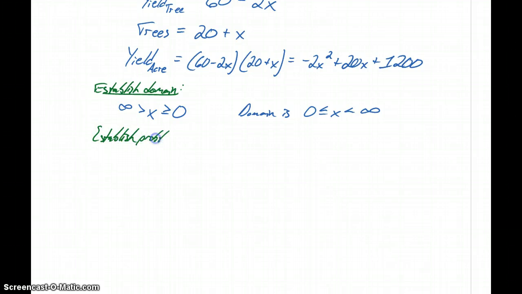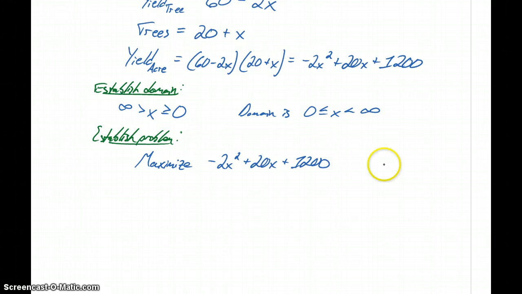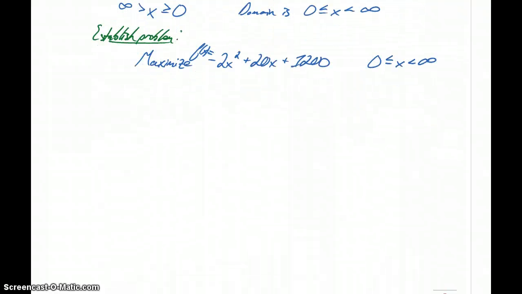So now we can establish the problem. What we want to do is maximize that average yield per acre. So we want to maximize the function negative 2x squared plus 20x plus 1200 on the interval from 0 less than or equal to x less than infinity. And let's just give this function a name, f of x, so that when we express its derivative, things like that, we'll just have that notation built in.